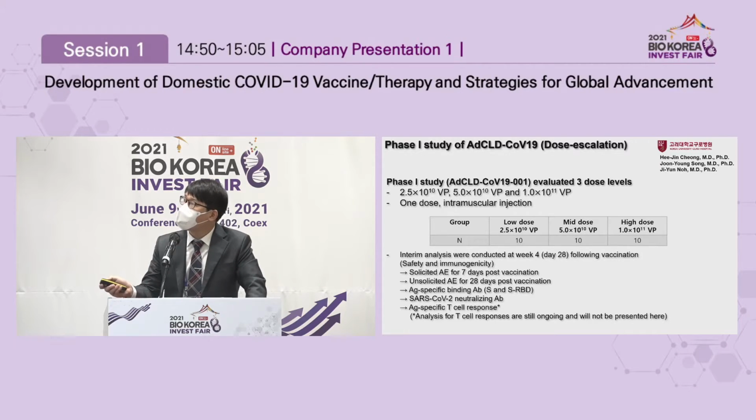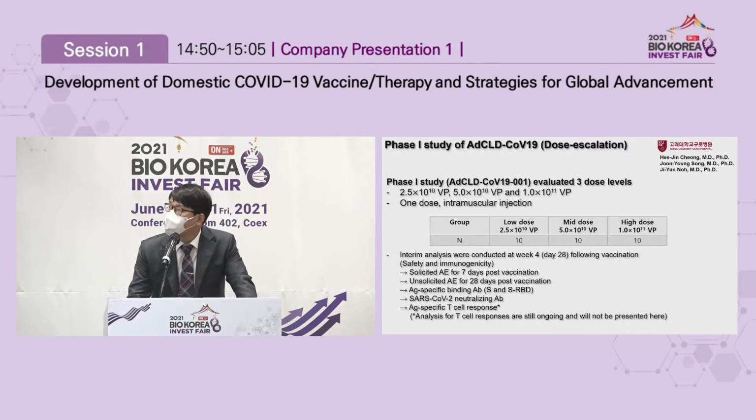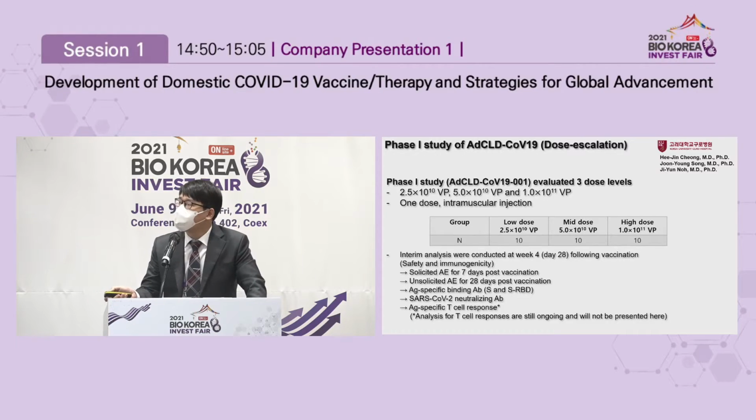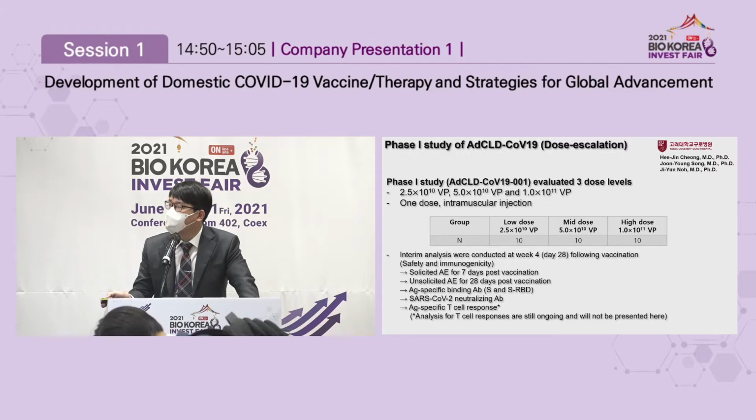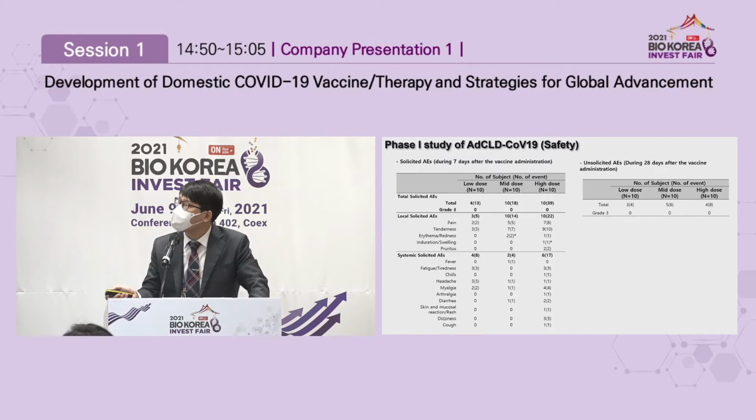For our phase 1 study, we categorized into 3 different dose levels, and we conducted this research in a timely measure, and we worked on 3 different groups: low dose, mid dose, and high dose. And we monitored those safety measures, and we worked on neutralizing antibody and T cell reaction, and we are currently working on this. So today I'll cover safety measures and post-vaccination neutralizing AB.